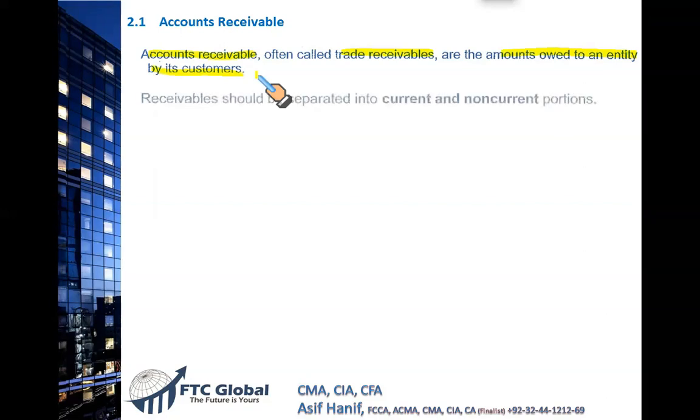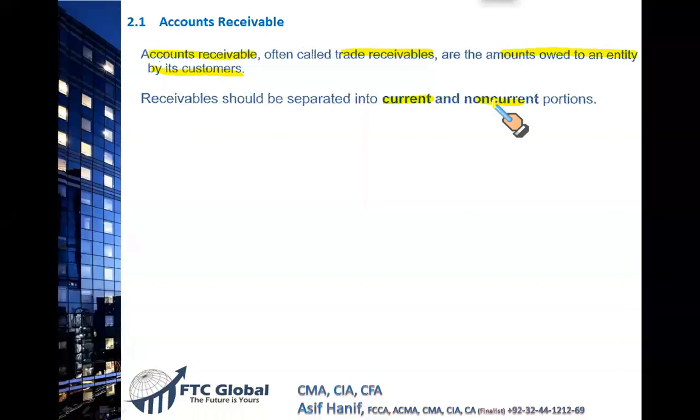Now, there are two types of receivables, current and non-current. Current account receivables mean these are the customers to whom you have sold goods or services, and they are most likely to pay you within 1 year or operating cycle. So current account receivables are your current asset, reported as a part of your current assets, and non-current receivables mean these are the customers that will pay you after 1 year.